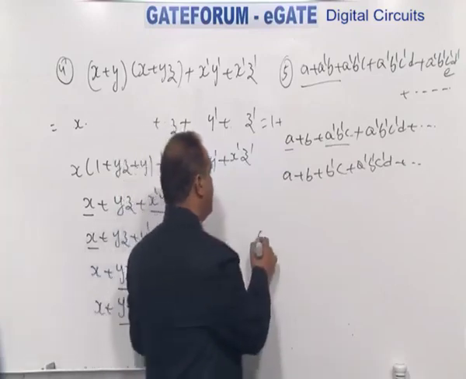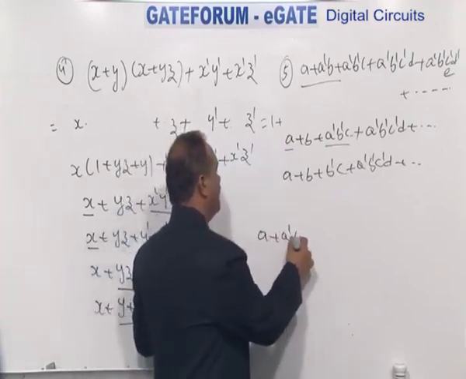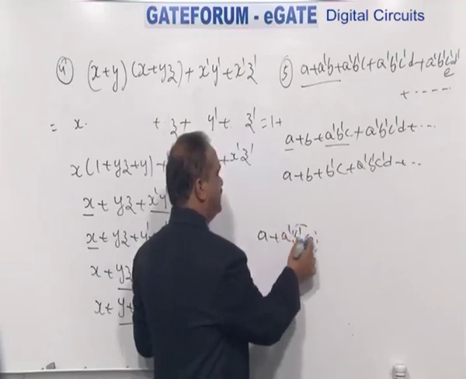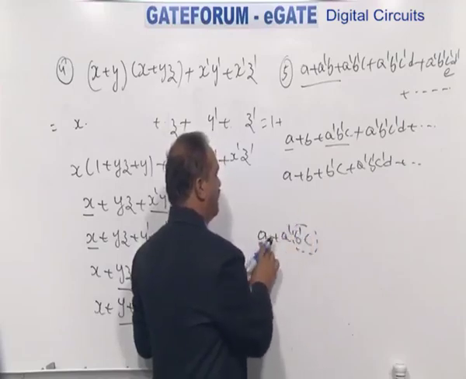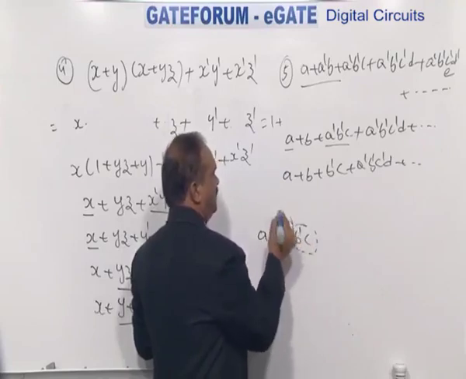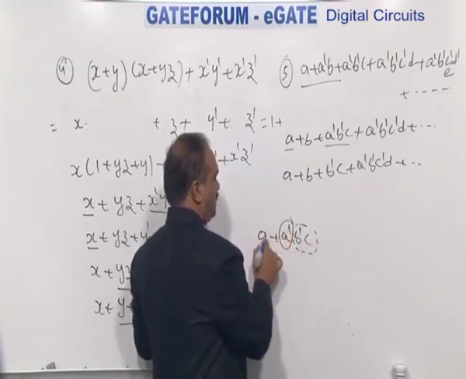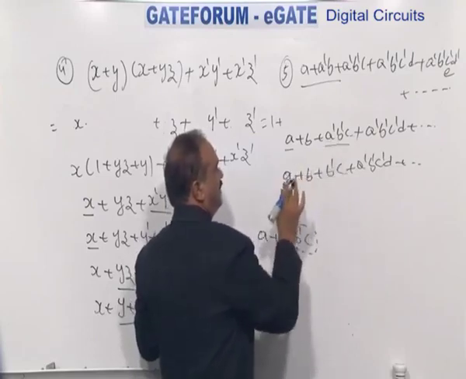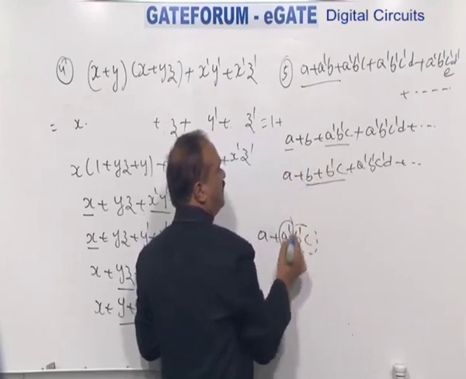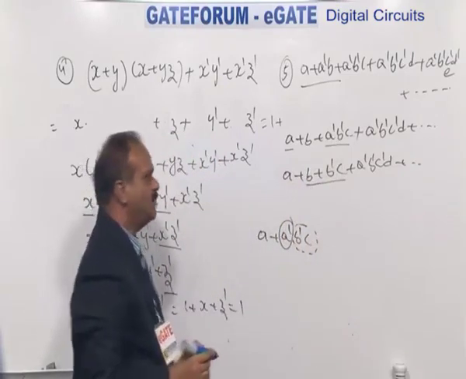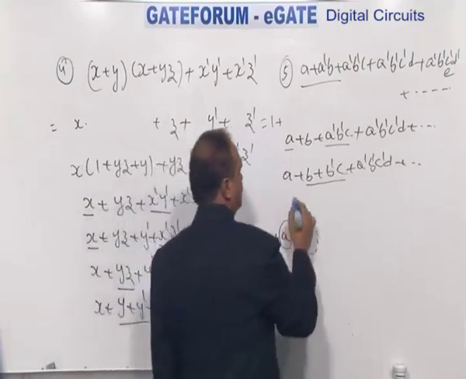So here what we have written is a plus a bar b bar c. You take b bar c as a single entity, so it is in the form of a plus a bar b. So you can eliminate a bar. A plus a bar b bar c means a bar is eliminated. Next, again, if you take b plus b bar c, you can eliminate b bar. So simply you will get b plus c.